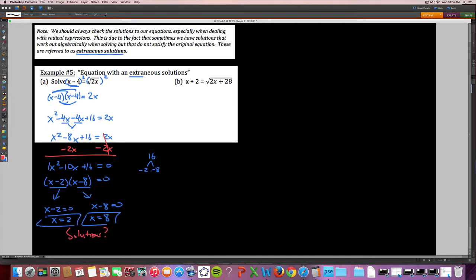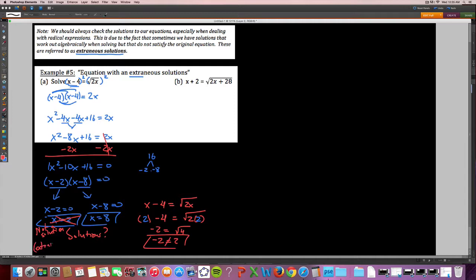The idea is that you have to check both. Our original equation said x minus 4 is equal to the square root of 2x. Let's plug in our 2. On the left side I get negative 2, and on the right side I get the square root of 4, which is 2. So I get negative 2 equals 2, and this is very bad. What this means is that this is not a solution. Actually, what we're going to write here is that it is extra, or extraneous.